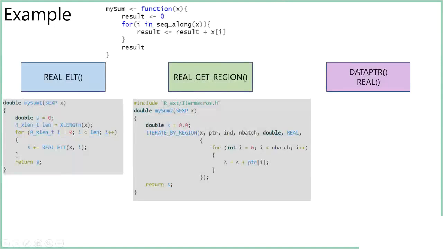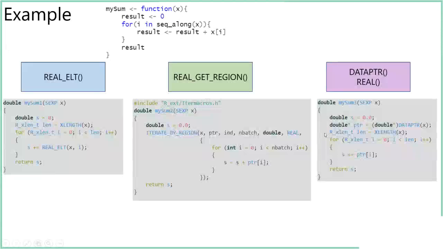So the last implementation, the data pointer. This is probably the most favorable implementation for a C programmer, because all you need to do is just get a data pointer from x, and because I know it's a numeric vector, it's a double precision pointer, and then the rest is just pure C code, and you loop over a pointer and get its value, add it to your variable s, and return s.